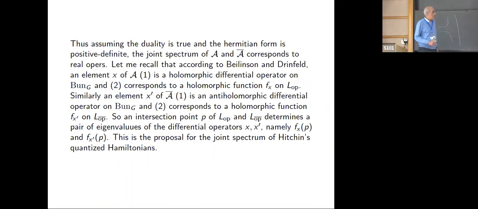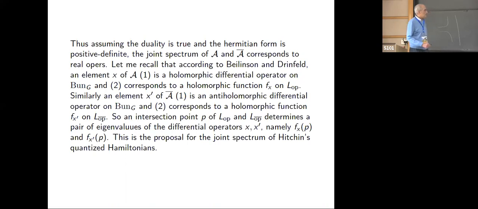So, assuming the duality is true and the Hermitian form is positive definite, the joint spectrum of A and A bar corresponds to real Oper pairs. Now let me recall two statements of Beilinson and Drinfeld. An element X of the ring of Hitchin Hamiltonians has two interpretations, according to them. It's a holomorphic differential operator on the moduli space of bundles, and it corresponds to a holomorphic function on the variety of Opers.